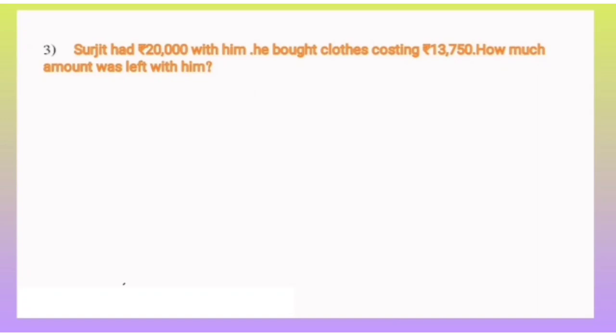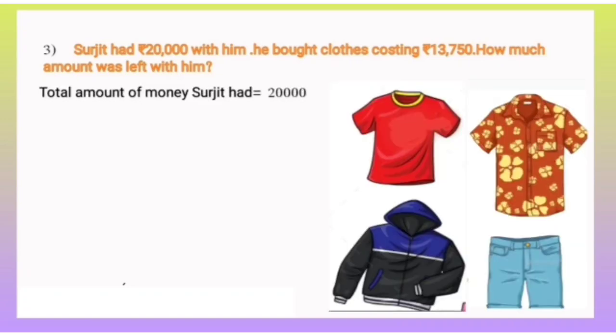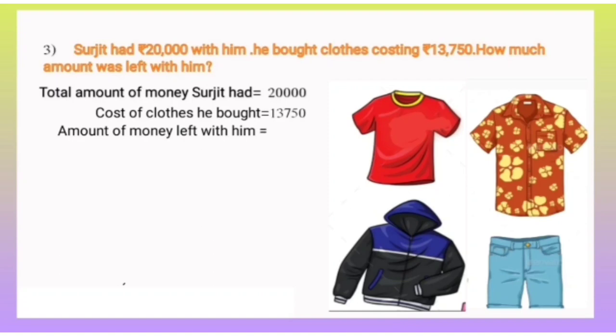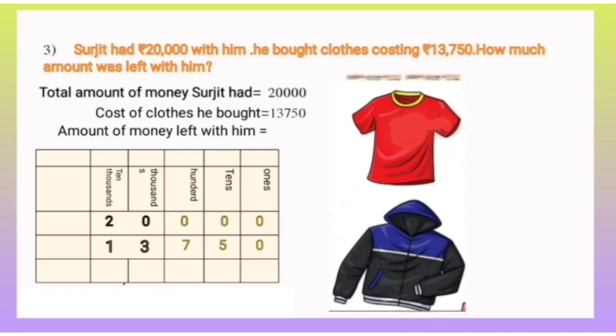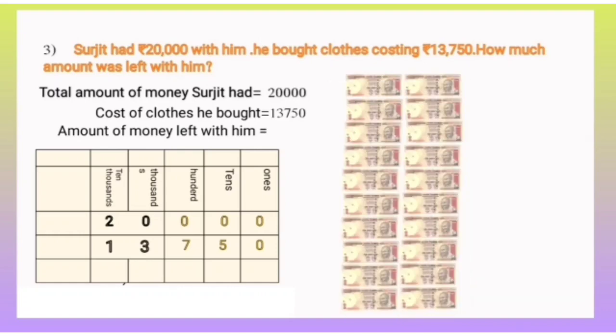Now question number 3. Surjit had 20,000 with him. He bought clothes costing 13,750. How much amount was left with him? Total amount of money Surjit had is 20,000. So the cost of clothes he bought is 13,750. Now for the amount of money left with him, we'll subtract 13,750 from 20,000. Now we'll take the currency notes to solve. For 20,000 we'll take 20,000 rupee notes.